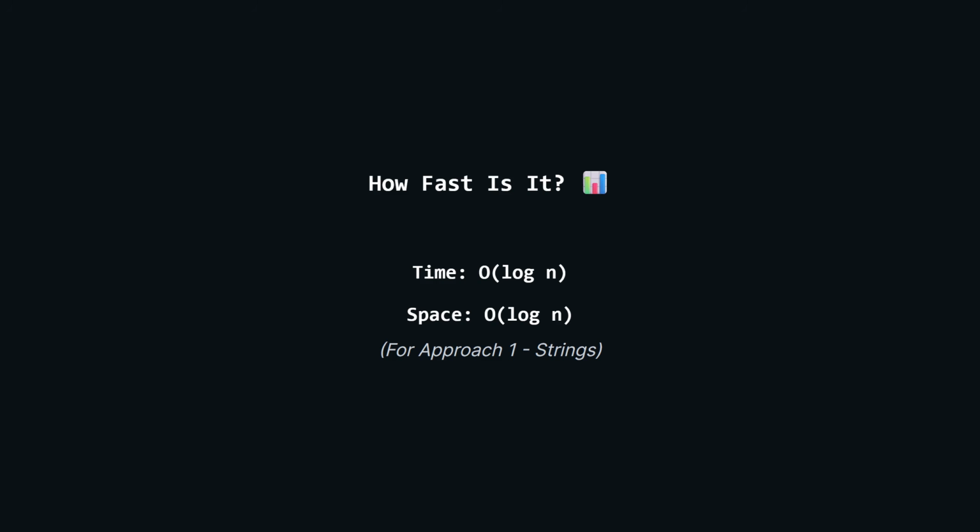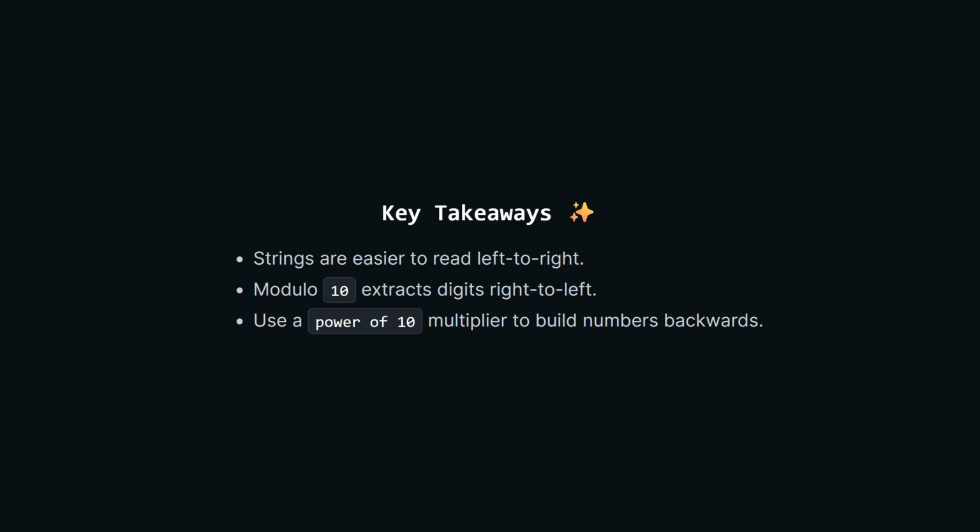For the first approach using strings, both the time and space complexity are O(log n), because the length of the string is proportional to the number of digits. The second math approach takes the same amount of time, O(log n), but the space complexity drops down to O(1), since we only use a few math variables. So what are the main things to learn here? Number 1. Modulo 10 is the best way to extract digits without string memory. And number 2, keep track of place values if you need to rebuild a number backwards.